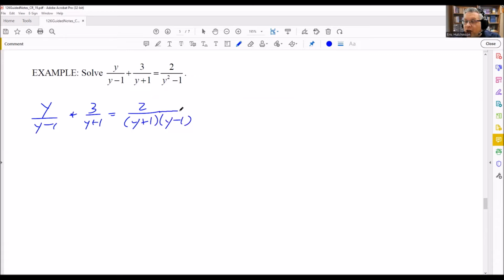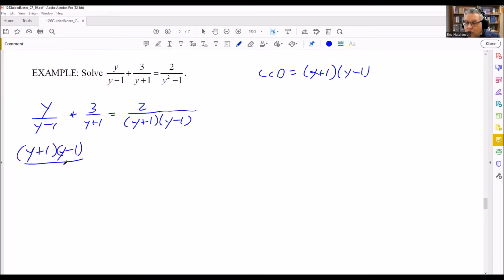The purpose for factoring is so that we can see what the LCD is going to be. In this case, the LCD is just going to be y plus 1, y minus 1. We're going to put this in front of all these fractions: y plus 1, y minus 1.